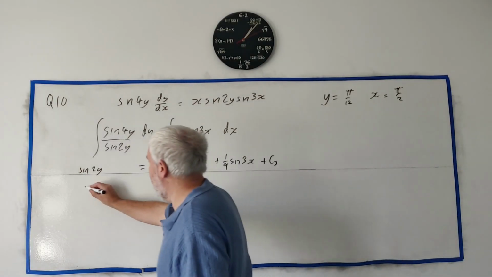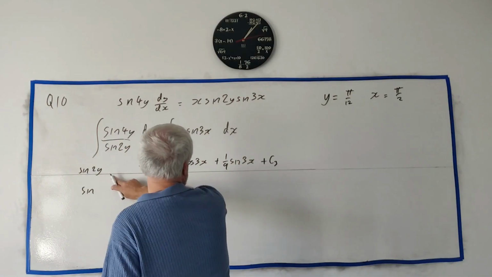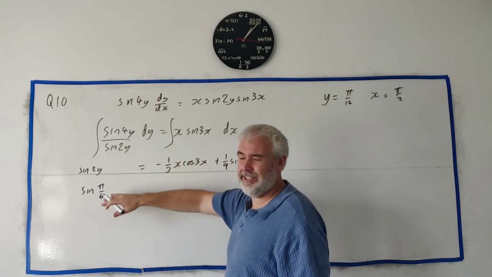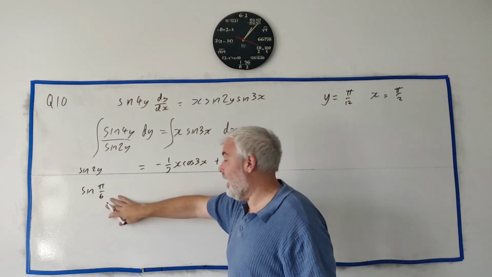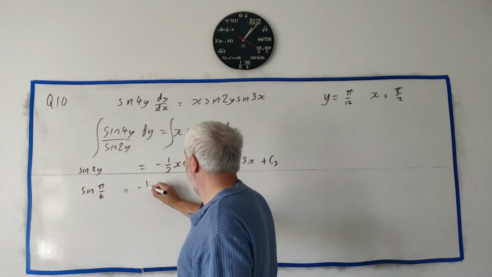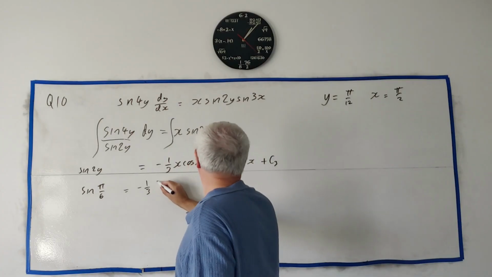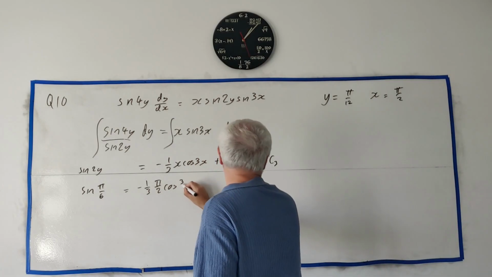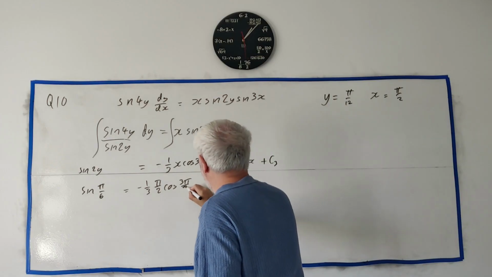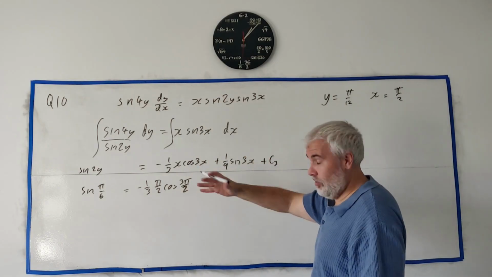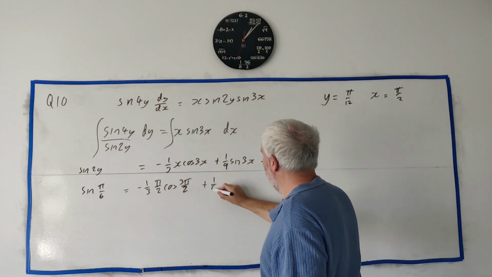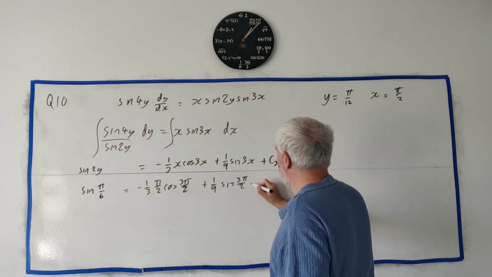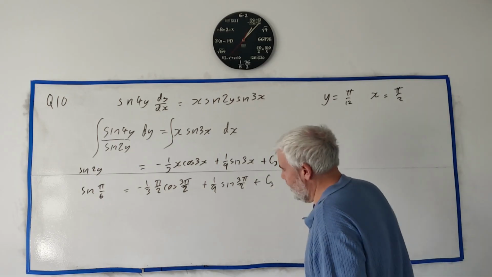Let's put it all in. This will become sine of 2 times pi over 12, which is pi over 6. That's sine of 30 degrees, which is just a half, is equal to minus 1 over 3 times pi over 2 cosine 3 pi over 2, plus 1 over 9 sine 3 pi over 2 plus some constant, C3. We'll draw a picture to figure this out, or just use your calculator.